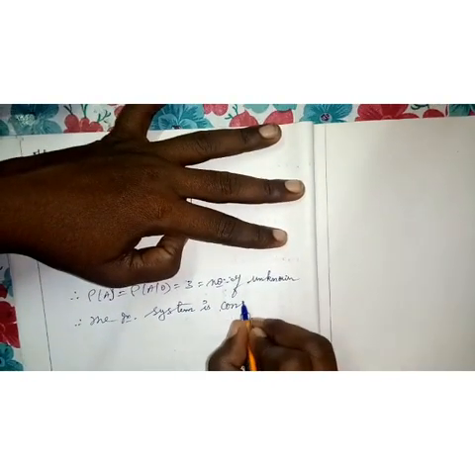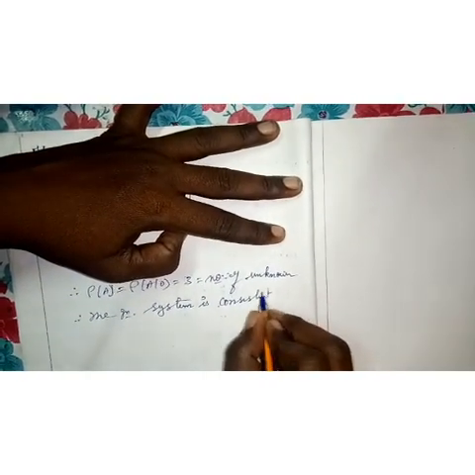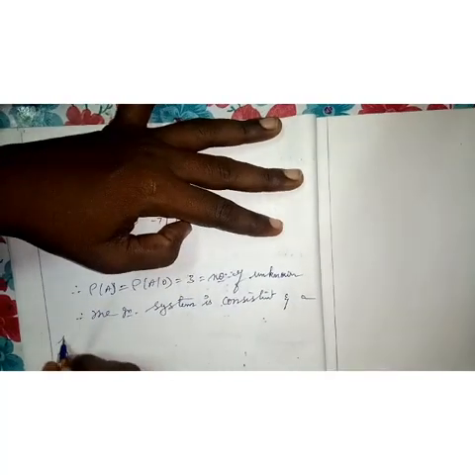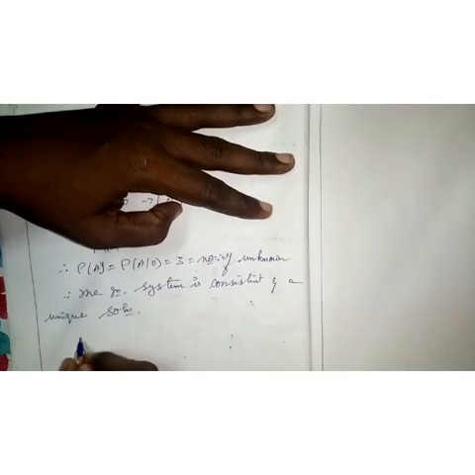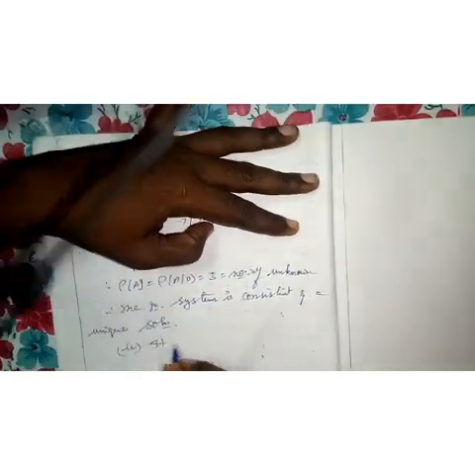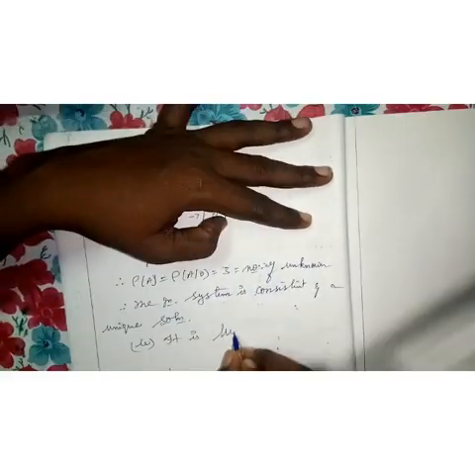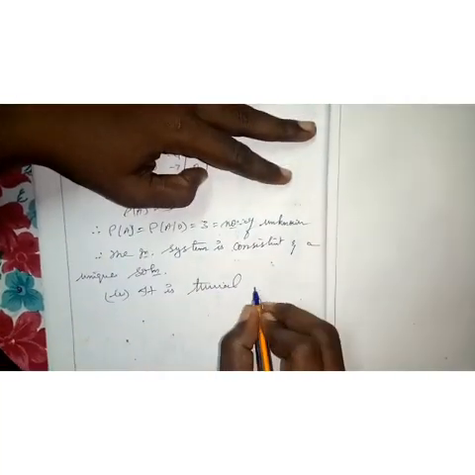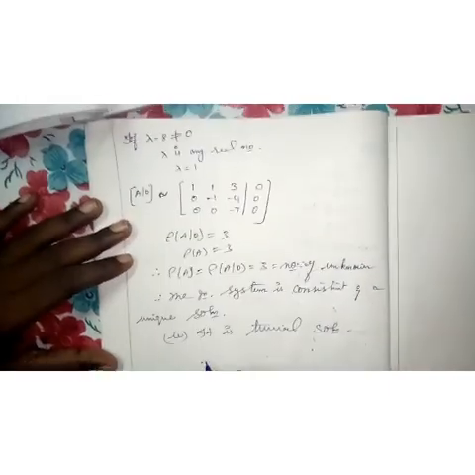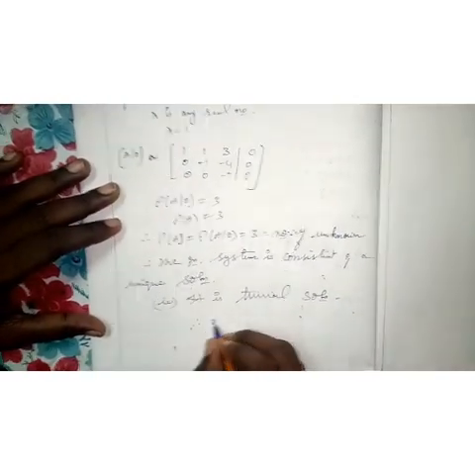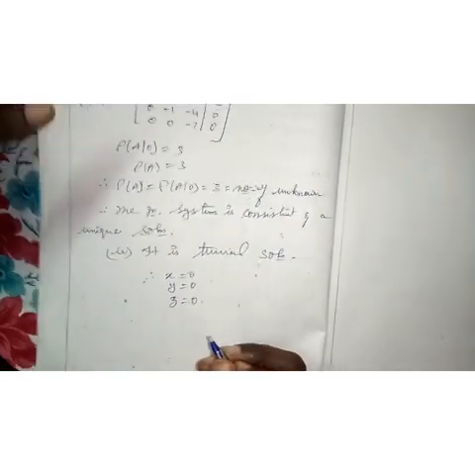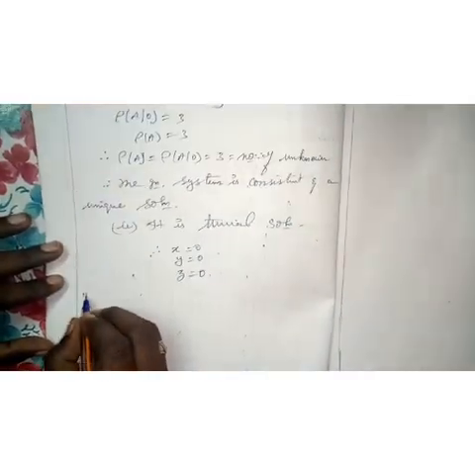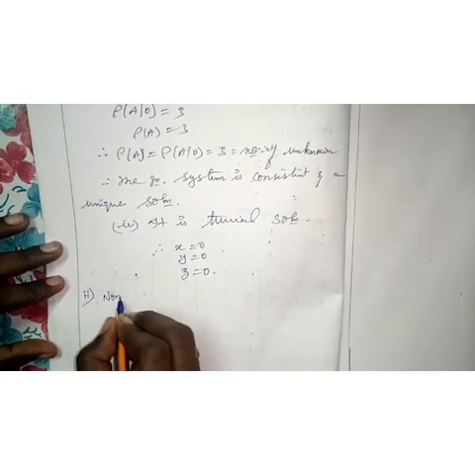Therefore the given system is consistent and has a unique solution, that is, it is the trivial solution. Trivial solution means no need to write the equations, you have to directly write down: therefore x is equal to 0, y equal to 0, z equal to 0. Then come to second case, case 2, non-trivial solution.